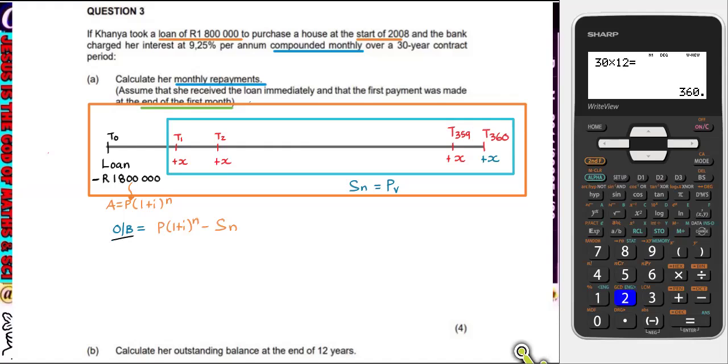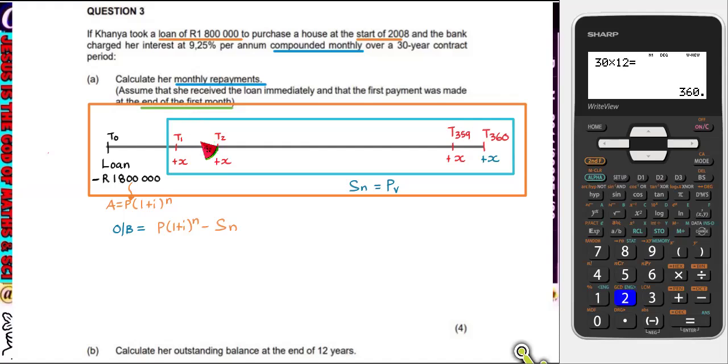All right. So that little formula helps you. Remember SN, I just do some number pattern for you to understand. Now, let's hear what they say. They say calculate her monthly repayments. Now, look what do they say. They say assume that she received the loan immediately and that the first payment was made at the end of the first month. You see that?